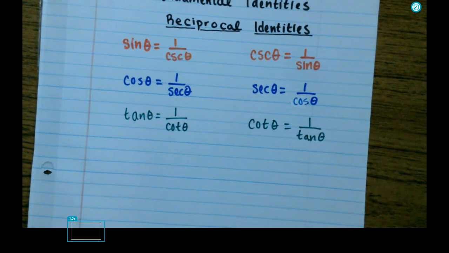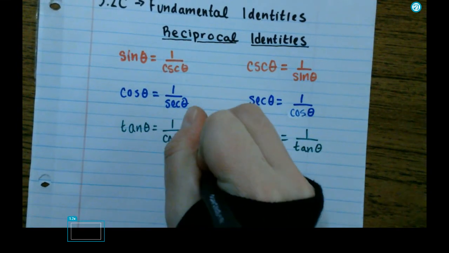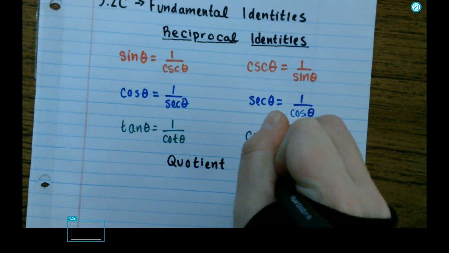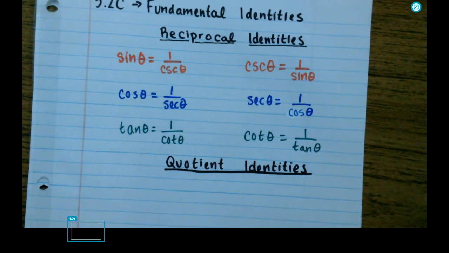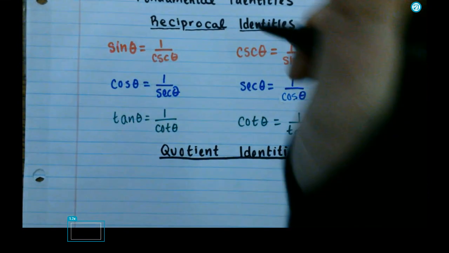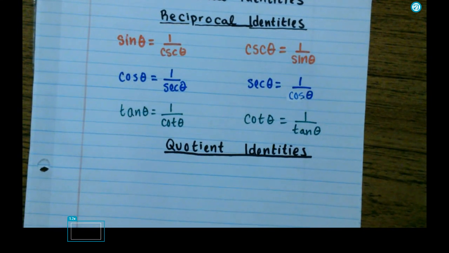Next thing I want to talk about is our quotient identities. So this is another set of identities called our quotient identities. Quotient is division. So in our trig functions, since sine is opposite over hypotenuse and cosine is adjacent over hypotenuse, we can put sine over cosine. Those hypotenuses will cancel and we will get our tangent.